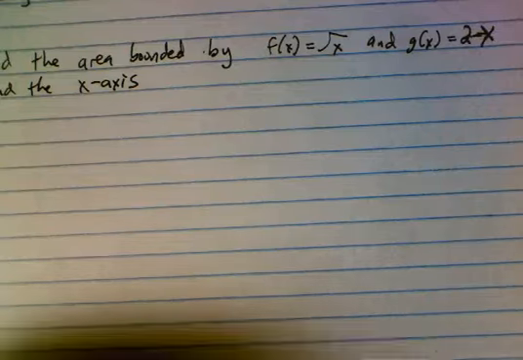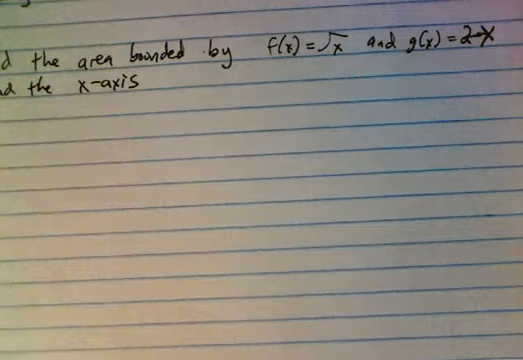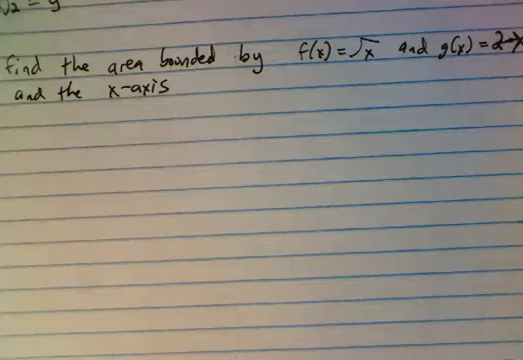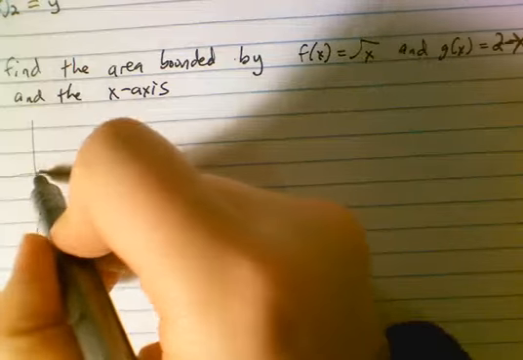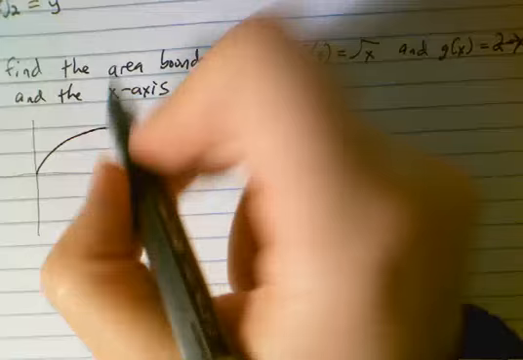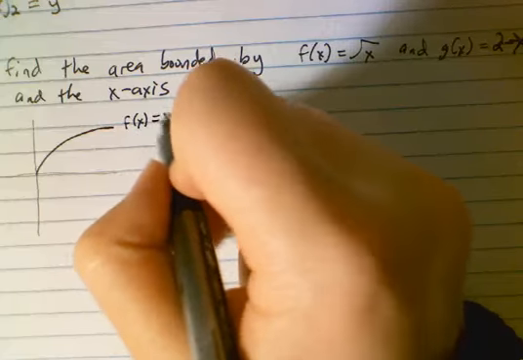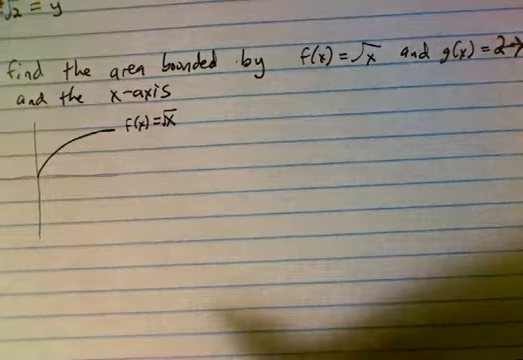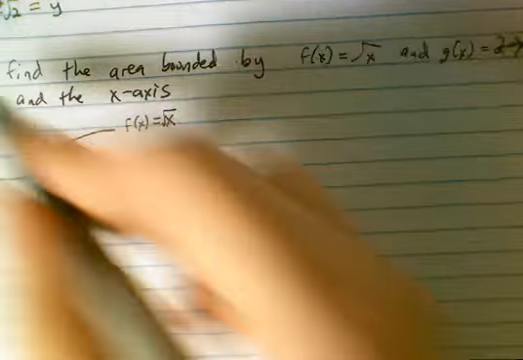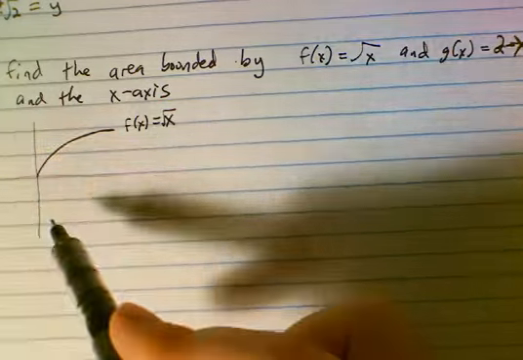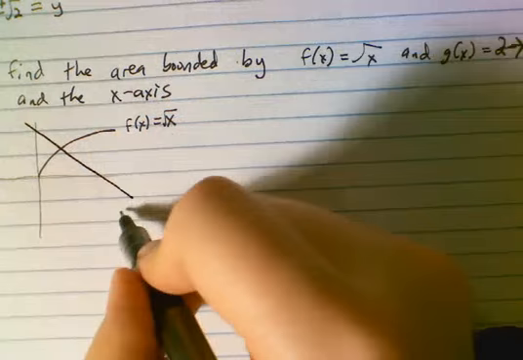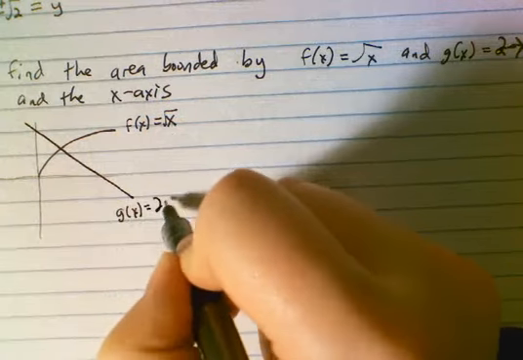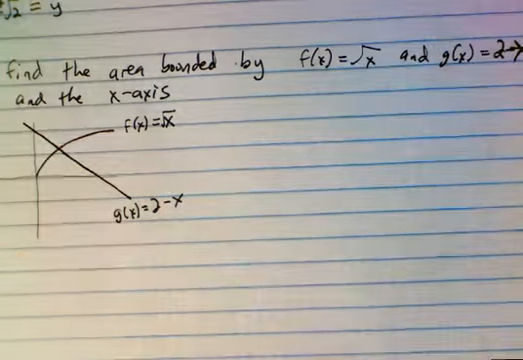So f of x is the square root of x, g of x is 2 minus x, and we've got the x-axis. So this one, if you're given it in terms of x, you ought to be able to sketch it. So f of x equaling x squared is just going to go like that. Or excuse me, square root of x. 2 minus x, that's a negative x line. It's been moved up 2. So approximately like that. And the x-axis.